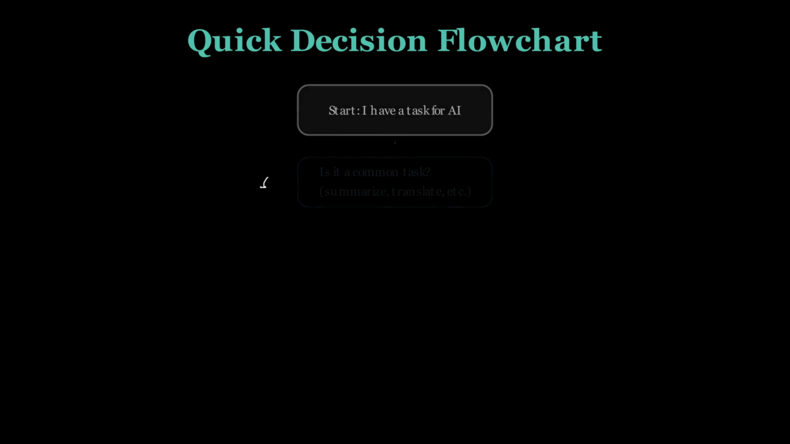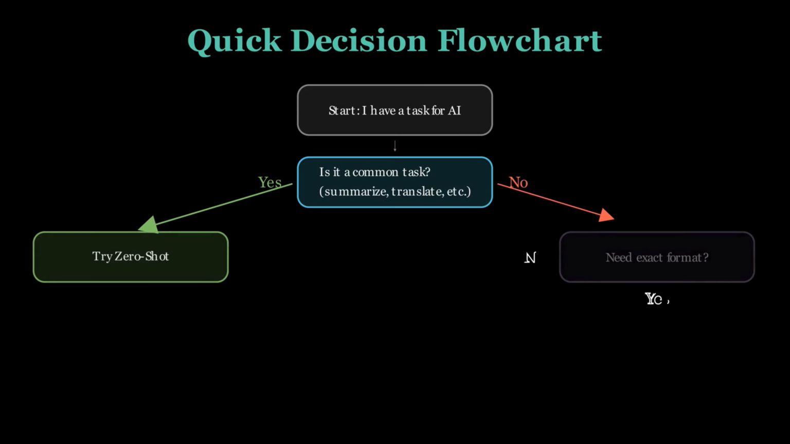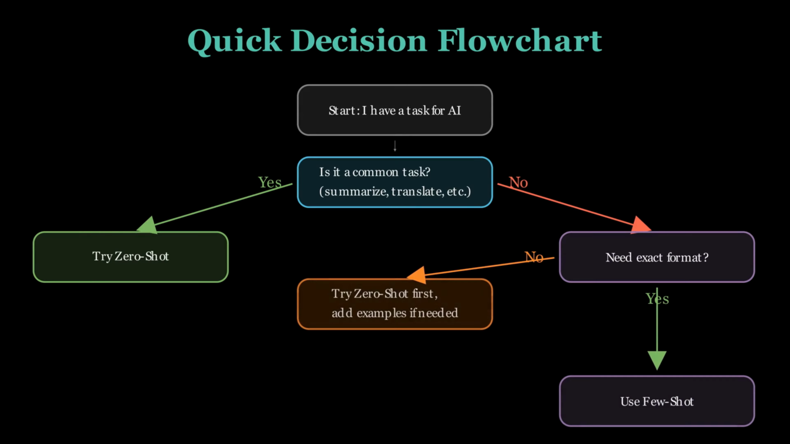Here's a quick decision flowchart to help you choose between zero-shot and few-shot. Start with your task. Is it common? If yes, try zero-shot. If no, do you need exact format? If yes, use few-shot. If no, try zero-shot first and add examples if needed.